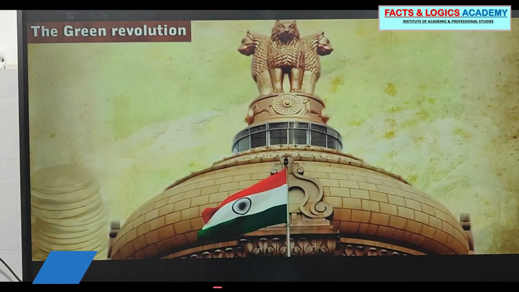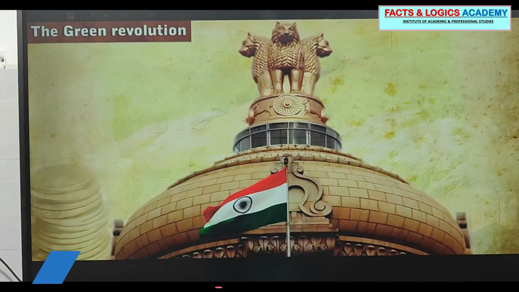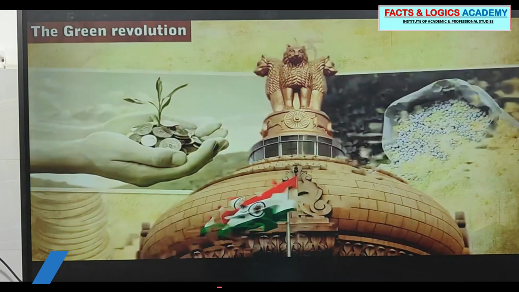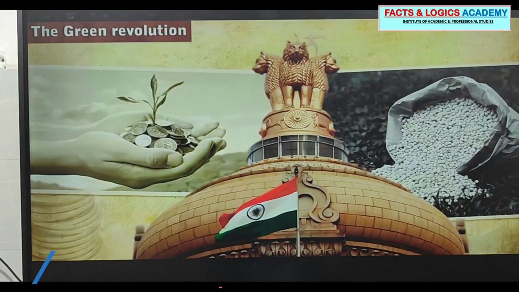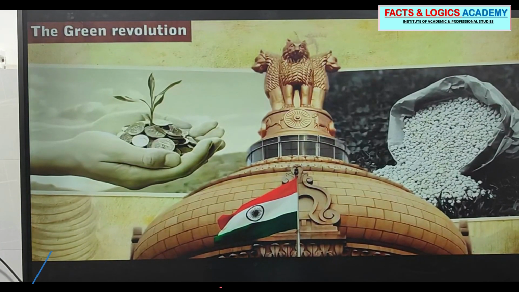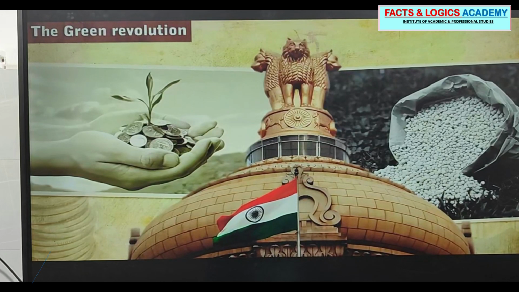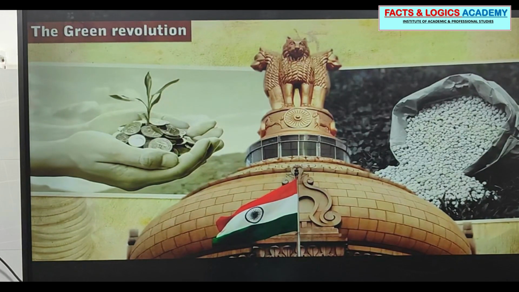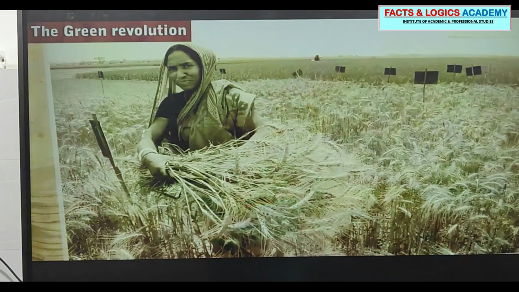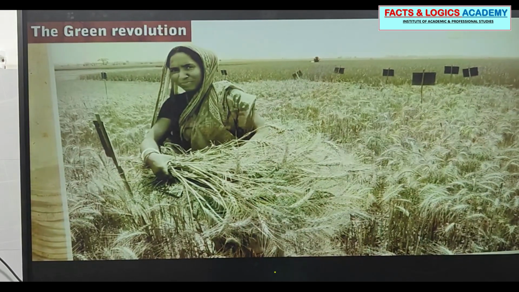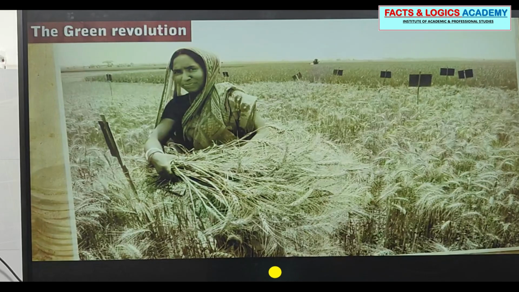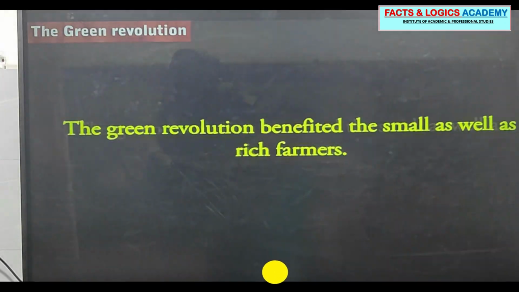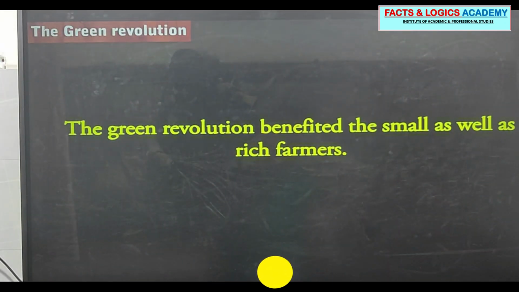Fortunately, these fears did not come true because of the steps taken by the government. The government provided loans at a low interest rate to small farmers and subsidized fertilizers so that the small farmers could also have access to the needed inputs. Since the small farmers could obtain the required inputs, the output on small farms equaled the output on large farms in the course of time. As a result, the Green Revolution benefited the small as well as rich farmers.